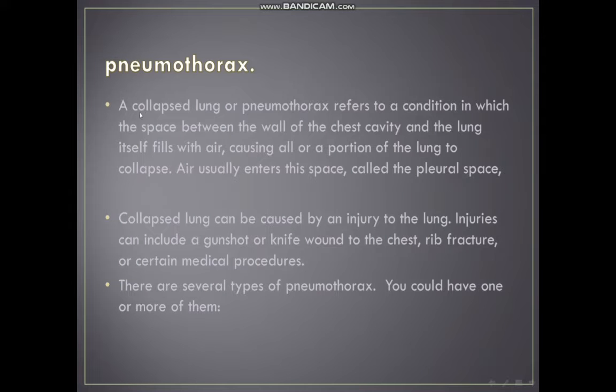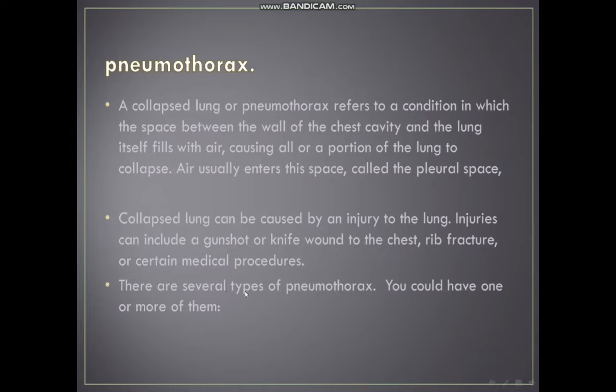Pneumothorax, or collapsed lung, refers to a condition in which the space between the wall of the chest cavity and the lungs itself fills with air. This is the cavity called the pleural space or pleural cavity. The collapsed lung can be caused by injury to the lungs. Injuries can include gunshot, knife wound, rib fracture, and certain medical procedures.